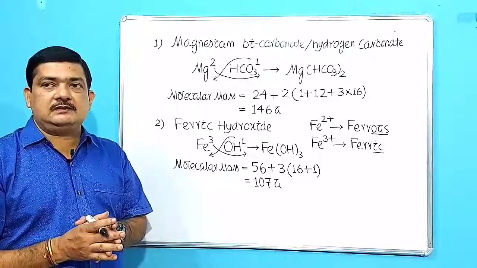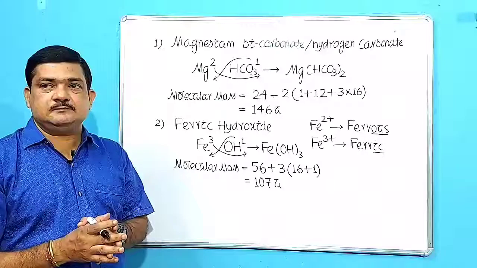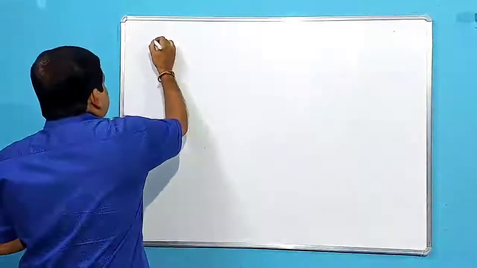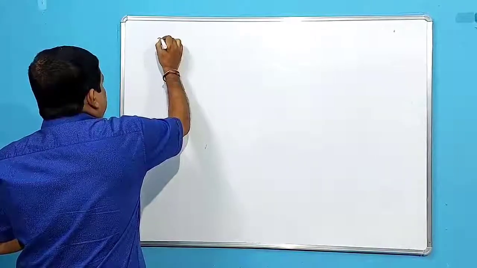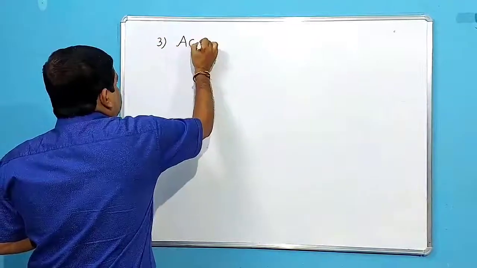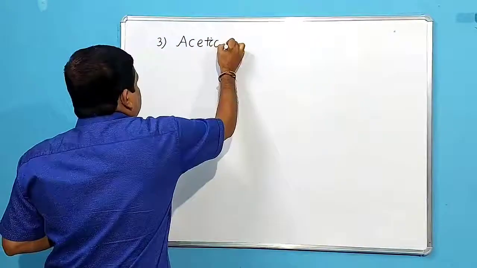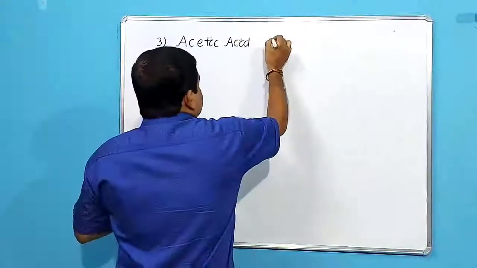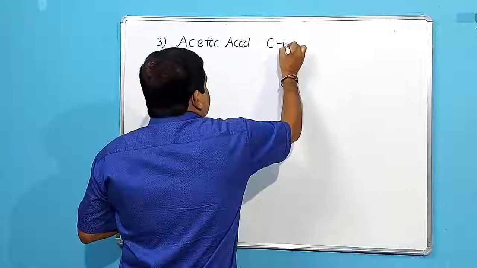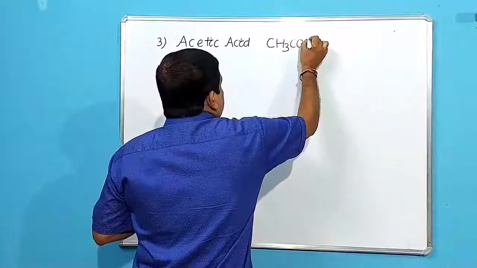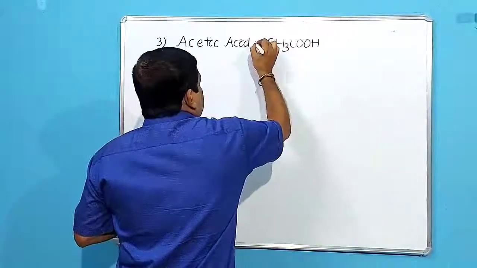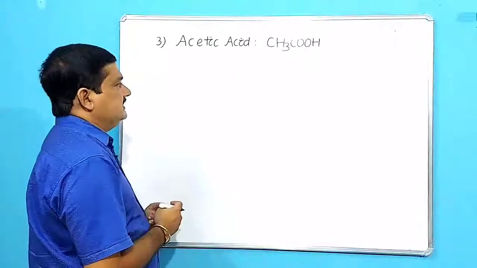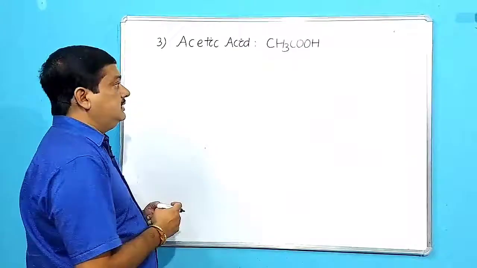Okay students. So next we will calculate some more molecular masses. Next students will calculate the molecular mass of acetic acid. You need to remember its formula. Acetic acid formula is CH3COOH. So this is the formula of acetic acid, which is a weak acid, which we will discuss later on. Acetic acid is CH3COOH.